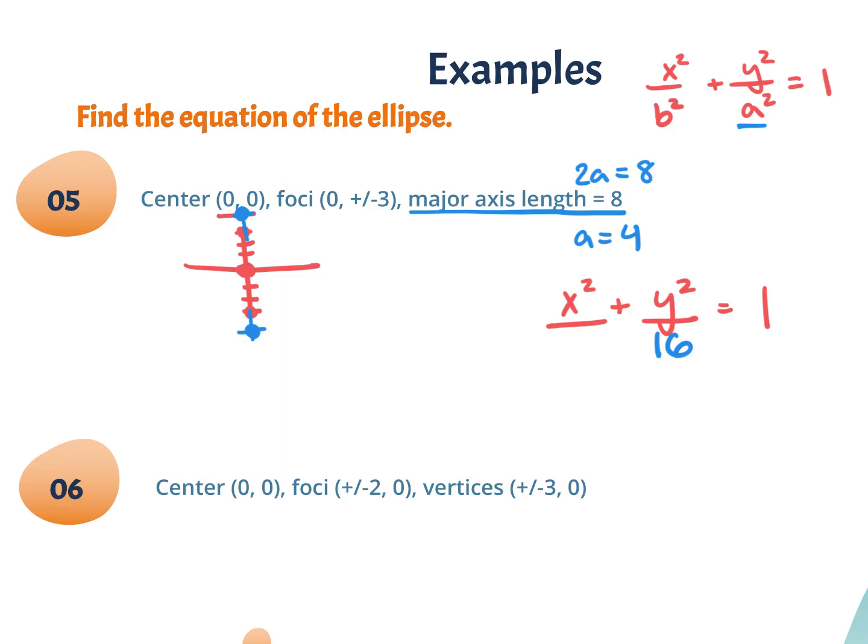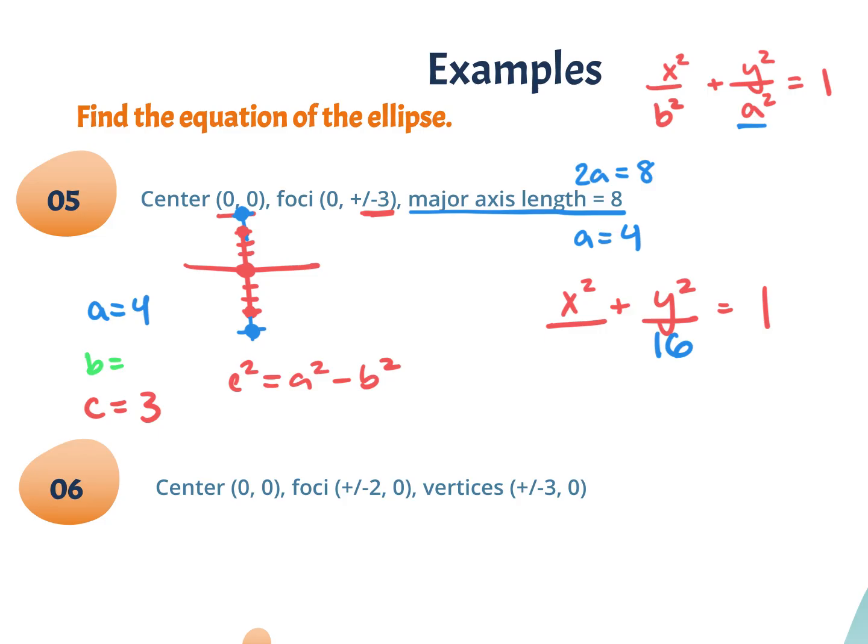Now, we don't have any information about our co-vertices, but we do know what the foci are. So we know that a is 4. We don't know what b is, but what's c? 3. It told us our foci were plus or minus 3. So c would be 3. How would I find b if I'm given a and c? C squared equals a squared minus b squared. Typically with these questions, it'll give you 2 of them. It'll give you a and c or b and c, and you're going to have to do this to find the third.